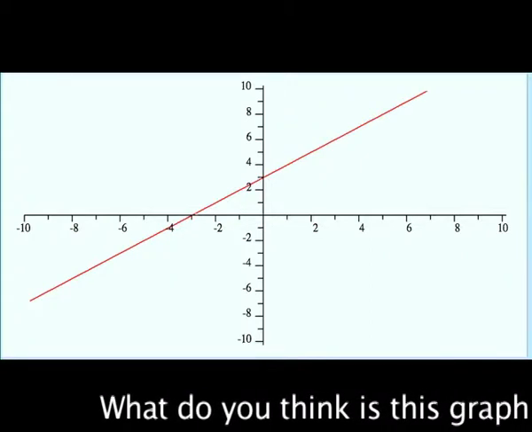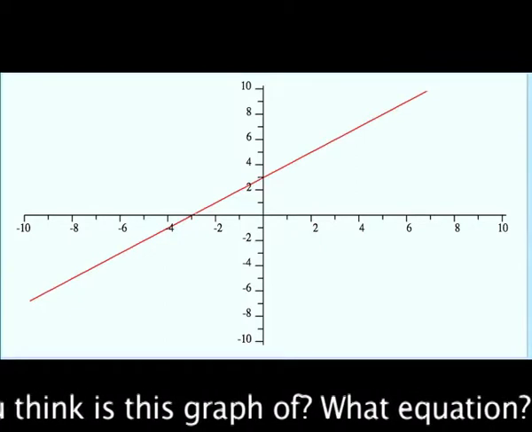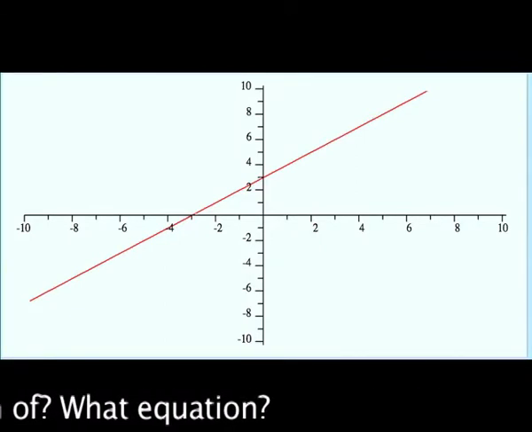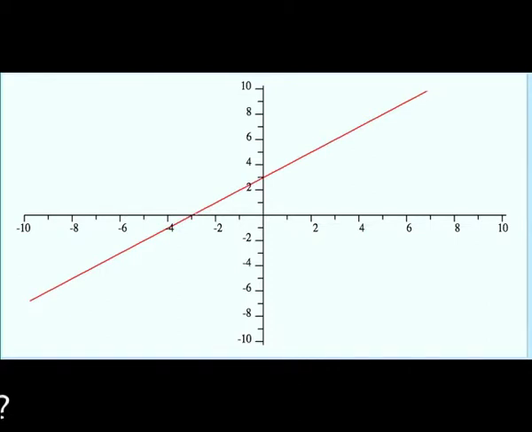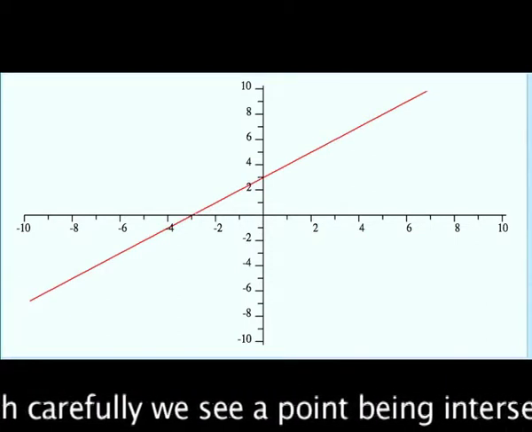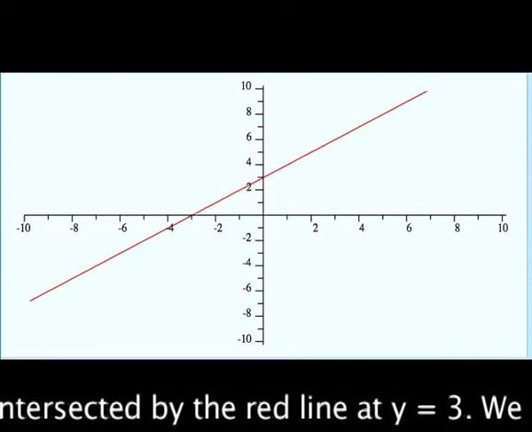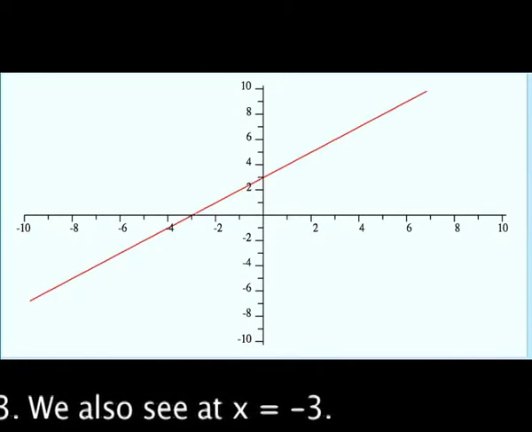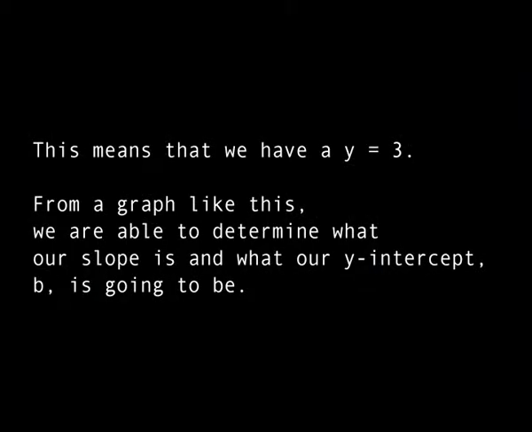What do you think this graph is of? What equation? Well, if we look at the graph carefully, we see a point being intersected by the red line at y equals 3. We also see x equals negative 3. This means that we have a y equals 3.